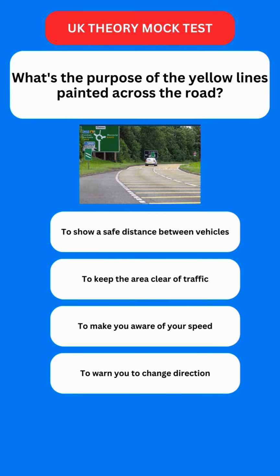Next question is, what's the purpose of the yellow lines painted across the road? Options are, to show a safe distance between vehicles, keep the area clear of traffic, to make you aware of your speed, or to warn you to change direction. So the correct option is the third one. The yellow lines are there to make you aware of your speed.